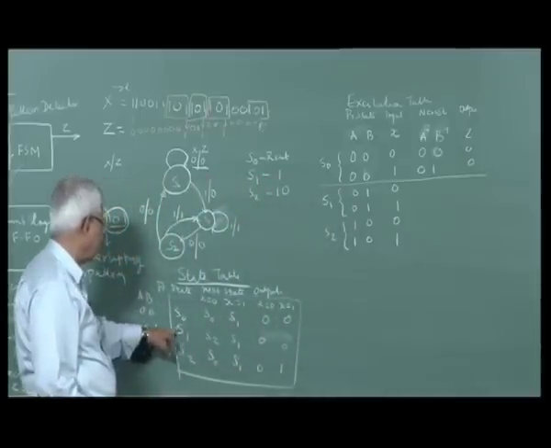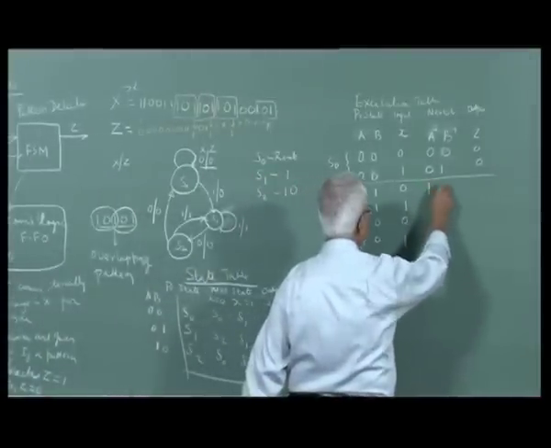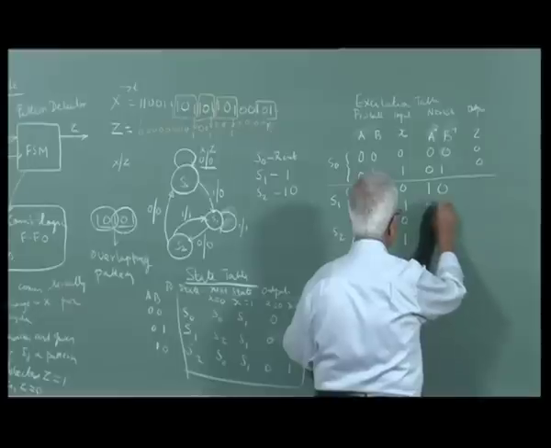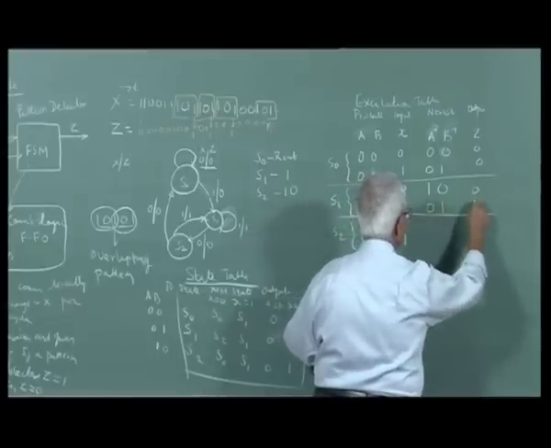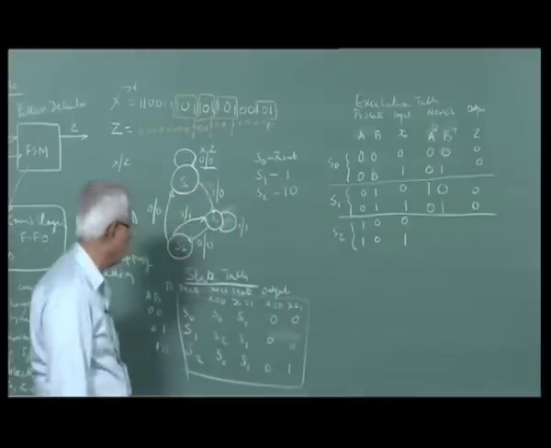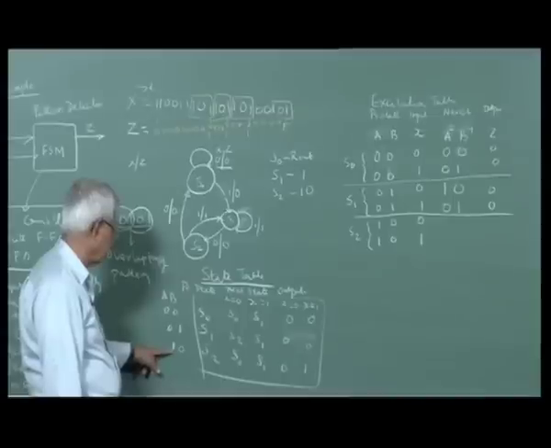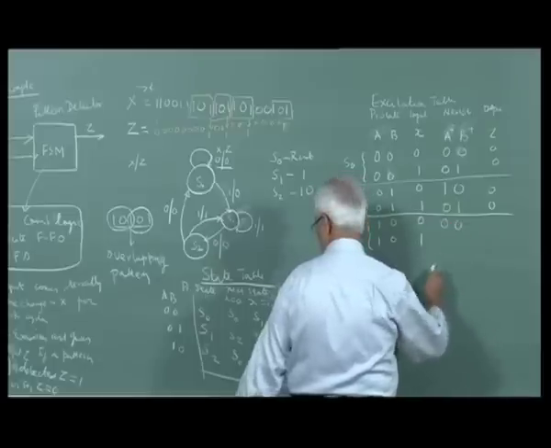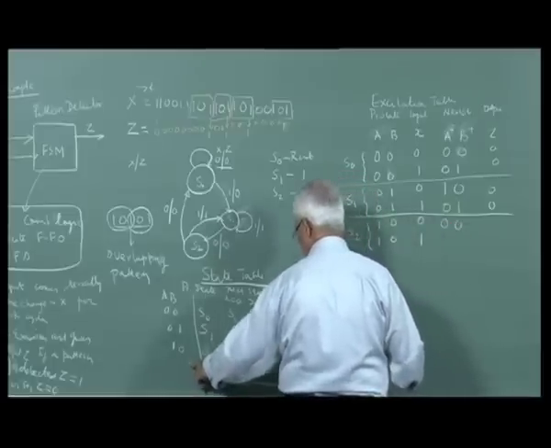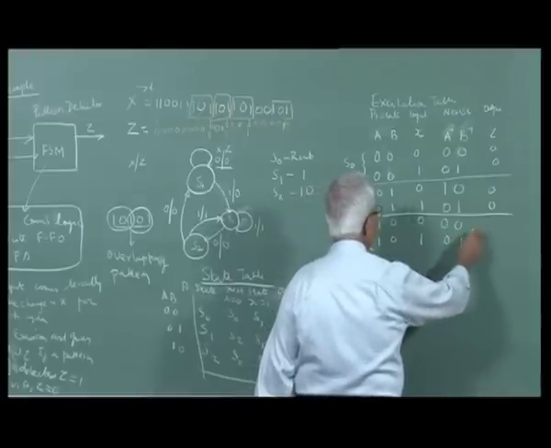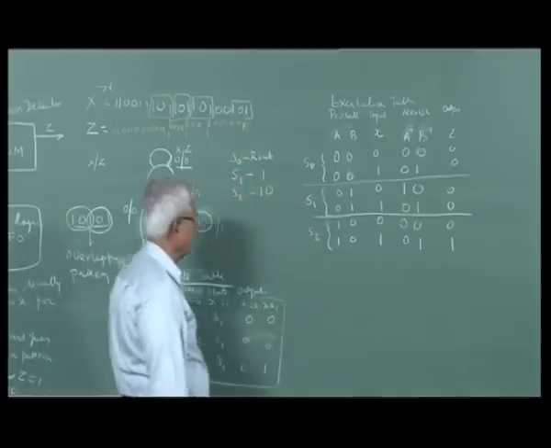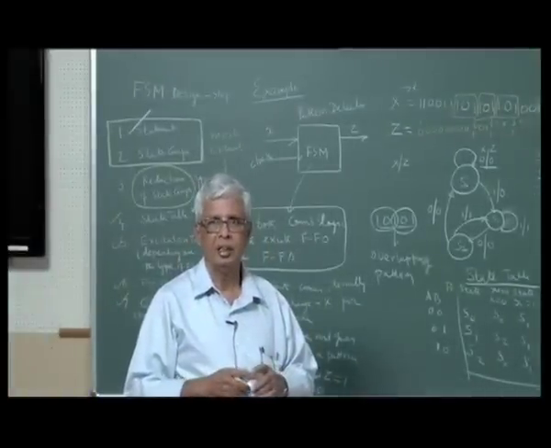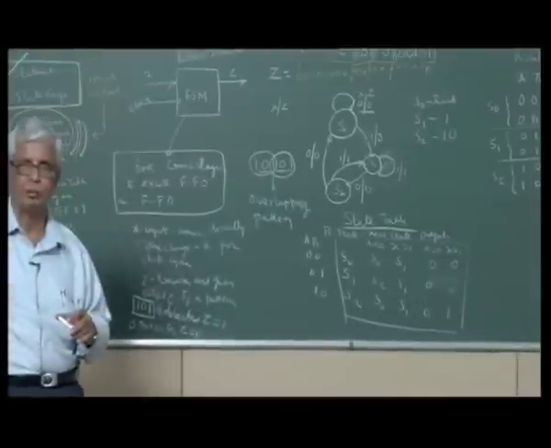S1: if the present state is S1 and input is 0, it goes to S2, which is 1 0. If the present state is S1 and the input is 1, it remains in S1. In both cases the output is 0. Now, present state is 1 0. If X is 0, it goes to S0, which is 0 0. If it is 1, it goes to 0 1, and output is 1. This is the excitation table. Excitation table is nothing but a state table in which you give variables A, B, whereas in state table you use S0, S1, S2 symbols.